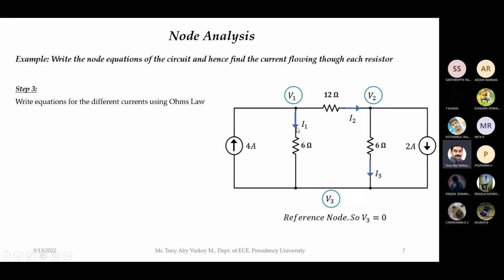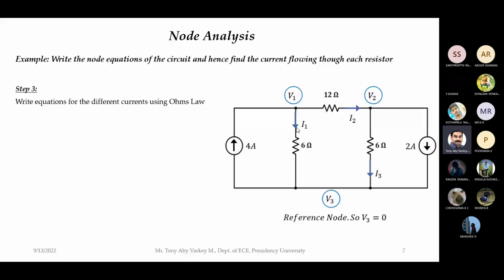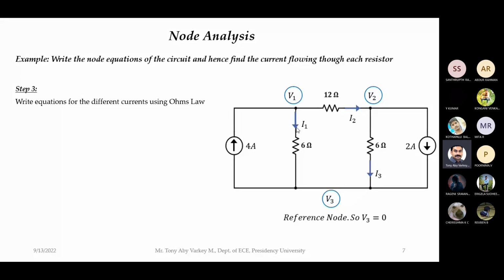You know that current will flow from higher potential to lower potential, correct? Current has a property that it will flow from higher voltage to lower voltage. So if I am marking current I1 like this, down, it means that the potential at this point is more than the potential at this point. Is it clear? If I am marking current I1 down, it means my assumption is that voltage at this point is greater than the voltage at this point.